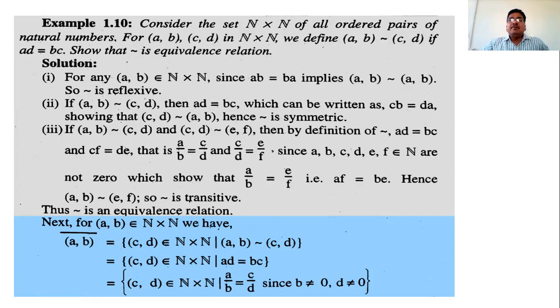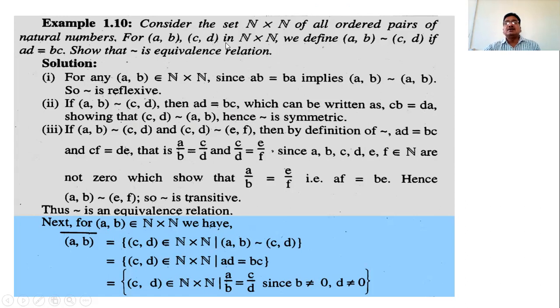So two elements are related if A into D is equal to B into C. For example, suppose we take the element (A, B) as (2, 3) and the other element as (3, 2). Then 2 into 3 is 6, and B into C is again 6, and therefore (2, 3) and (3, 2) are related. So two elements are related if A into D is equal to B into C. This is the relation given in the example.